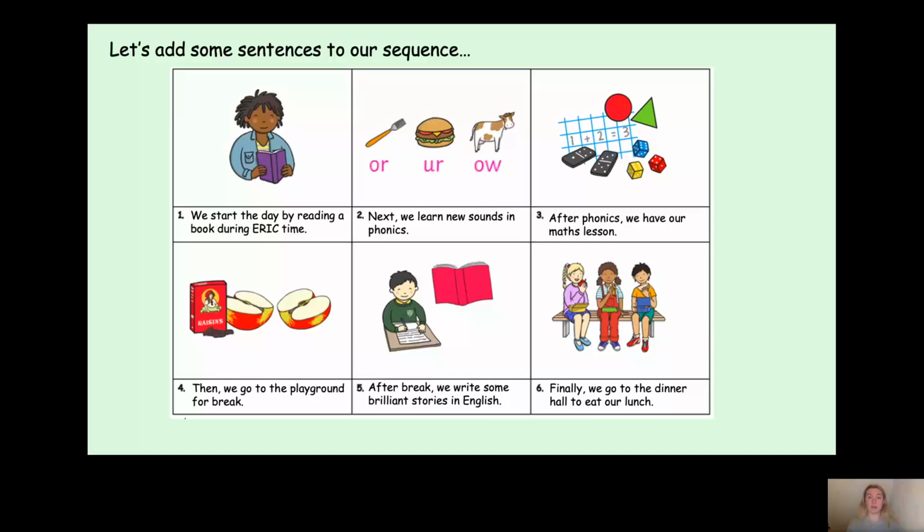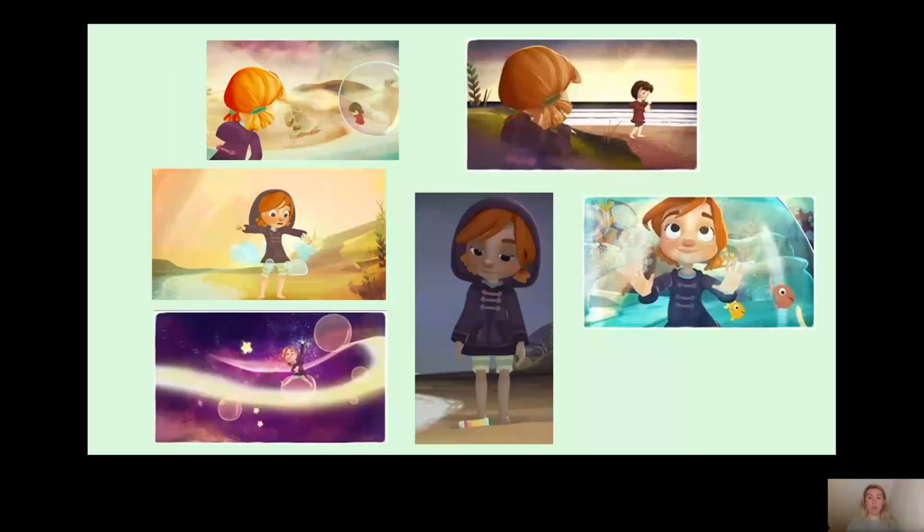Okay, so that's the end of our English lesson. So now go and write your simple sentences and sequence the story of Bubbles. Now it's going to help if you watch the video again before you sequence.